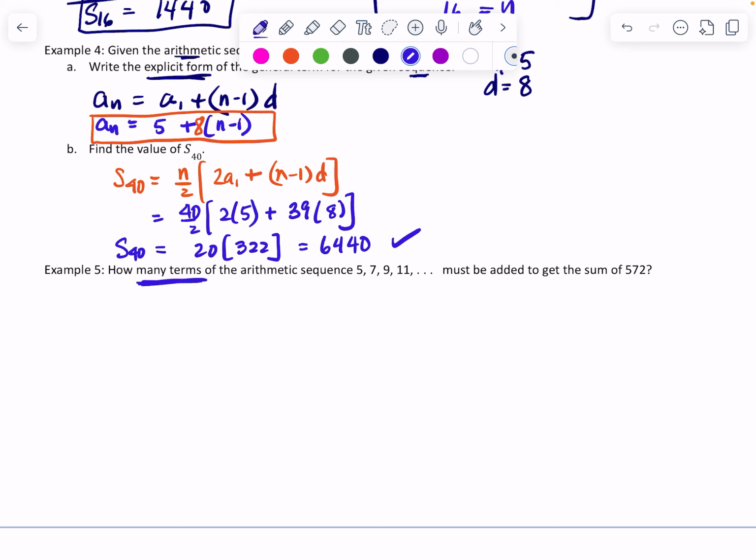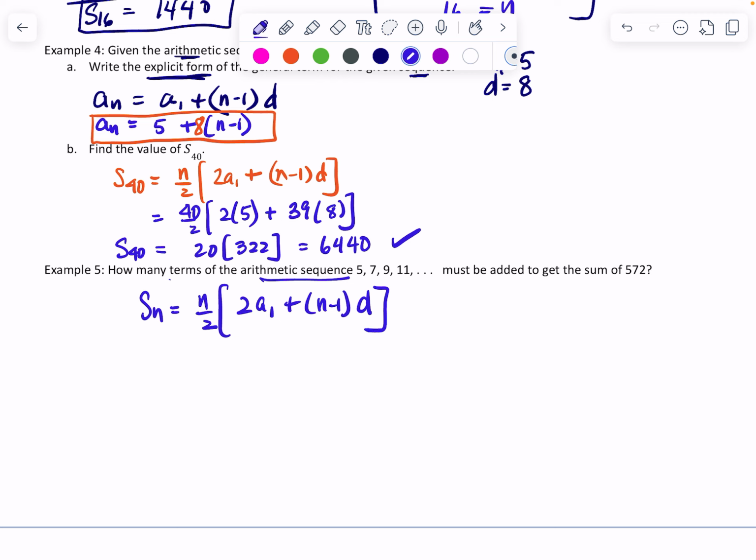How many terms of this sequence will be needed to get a sum of 572? N is the question. And again, this sequence goes on forever. But how many terms will be needed to add up to 572 is the question, okay? So it's a sum of arithmetic sequence. Again, that has two formulas. I won't be able to use the first one, so I'll use S of n is n over 2 times 2a1 plus n minus 1 d.